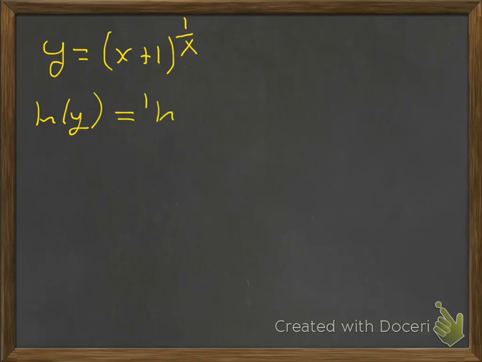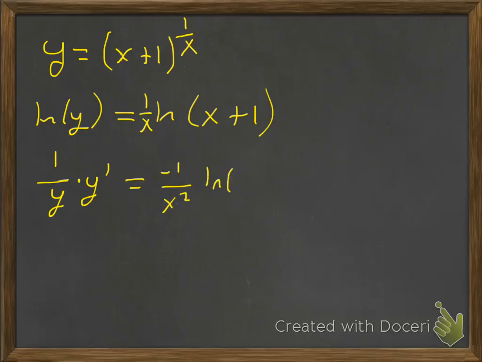And this time I'm going to be a little bit more efficient and use that power rule to bring that power of 1 over x down in front. And then again, I have a product of two functions, 1 over x times ln of x plus 1, so that will require the product rule. Derivative of ln y is 1 over y times y prime by the chain rule. And then derivative of 1 over x is negative 1 over x squared times the second function of ln of x plus 1, plus the first function of 1 over x times the derivative of ln of x plus 1, which will be 1 over x plus 1 times the derivative of x plus 1, which is just 1, so it doesn't change anything.